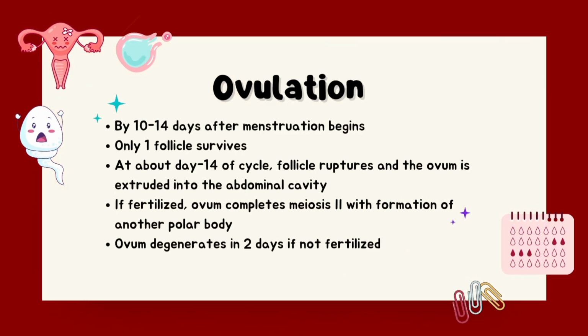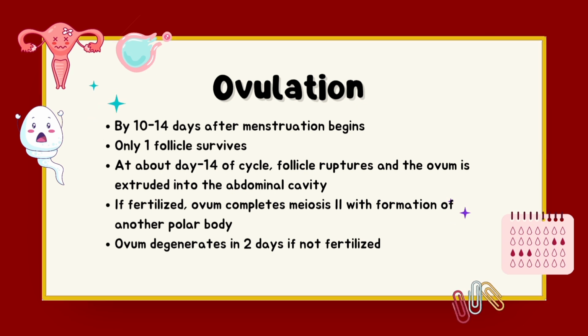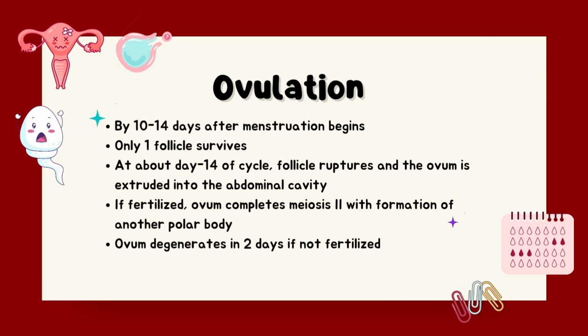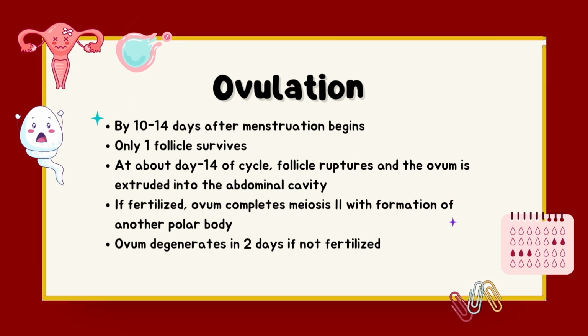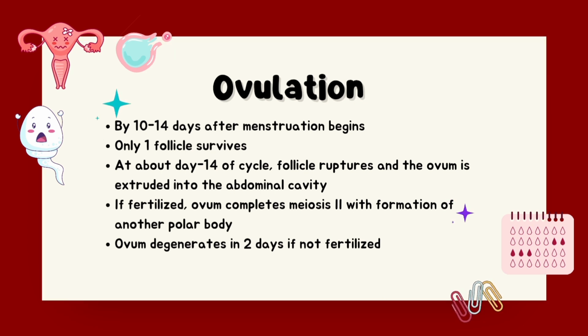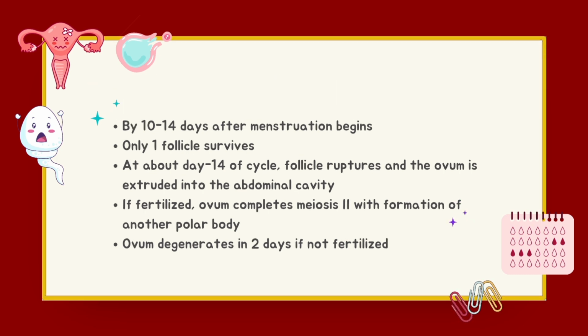By 10 to 14 days after menstruation begins, only one follicle survives. At about day 14 of the cycle, the follicle ruptures and the ovum is extruded into the abdominal cavity. If fertilized, the ovum completes meiosis II with formation of another polar body. The ovum degenerates in 2 days if not fertilized.